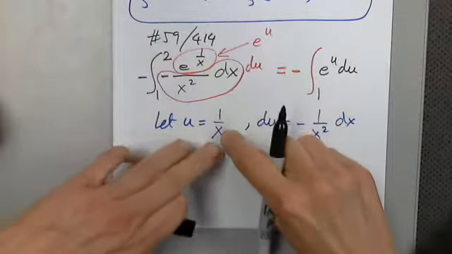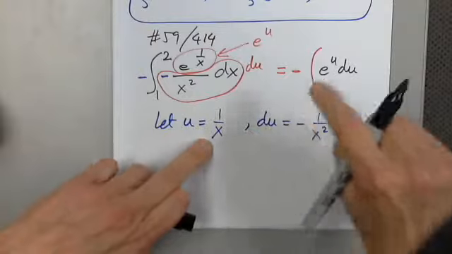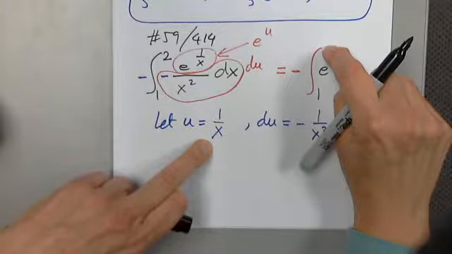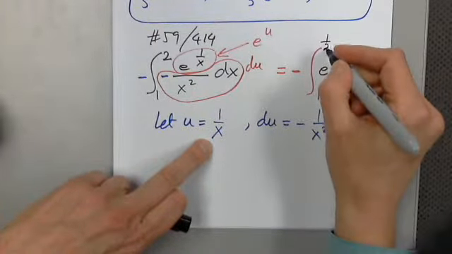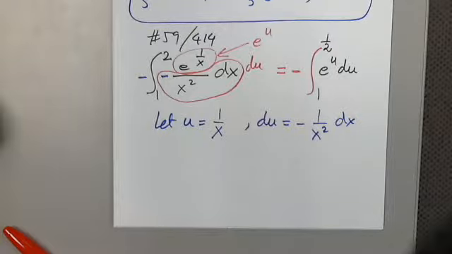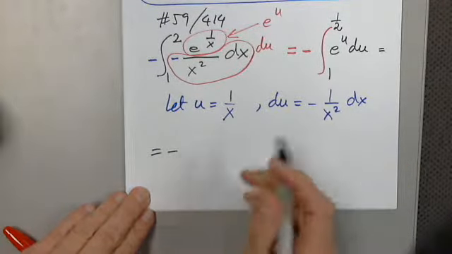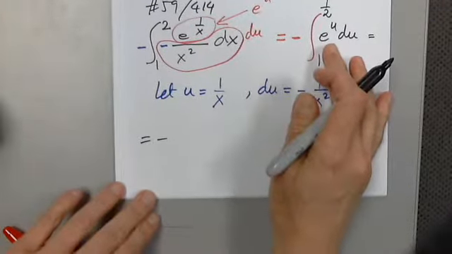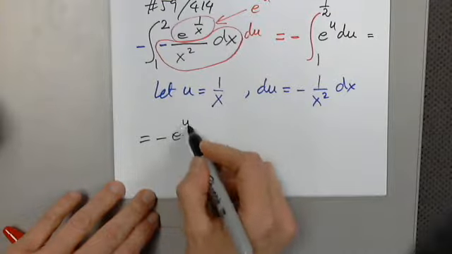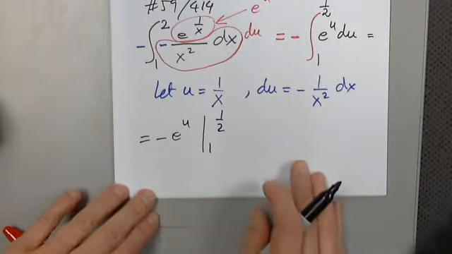When x is 2 for the upper limit, how much is u? That's it. And we do not go back to the previous function or the previous variable anymore for definite integrals. Okay, so then this is negative. What function prime is e to u? E to u from 1 to 1/2.